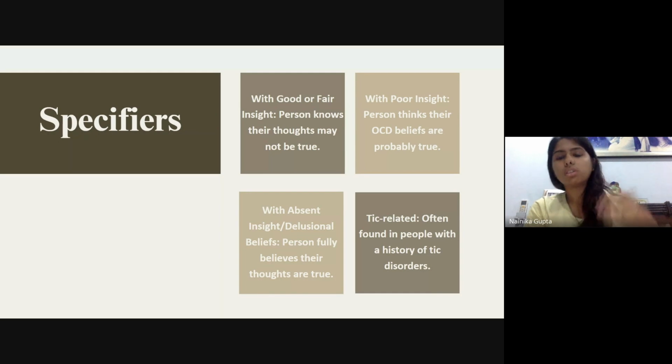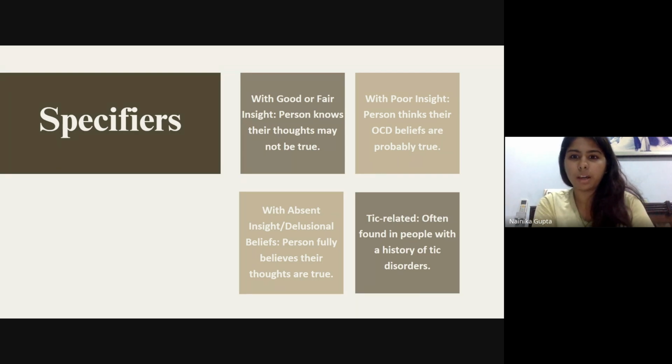तो फिर वो उस चीज को अपने दिमाग में बिठा लेता है. And tick-related specifier is used if a person has a current or past history of a tick disorder. For example, Tourette. Now there was a movie that was made, I guess Rani Mukherjee, सबने देखी होगी. तो उस पे जो Tourette movie बनी थी, the main character is having a current disorder for Tourette.